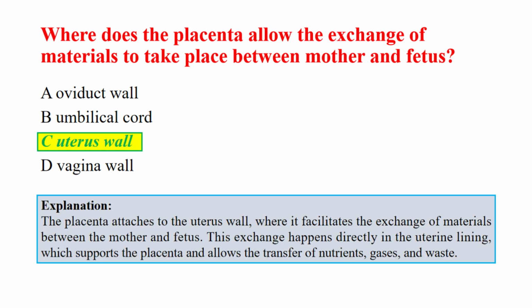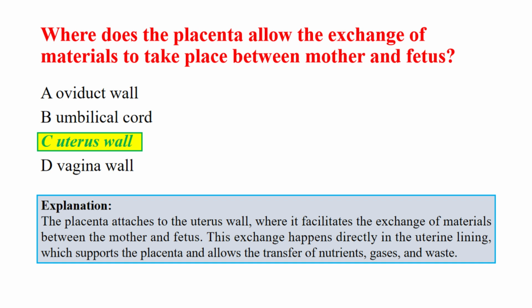This is because the placenta is a crucial organ that attaches to the wall of the uterus. This is where the exchange of essential materials like nutrients, gases, and waste takes place. The placenta's placement in the uterus wall allows maternal blood to flow around the placenta's villi, which are in direct contact with fetal blood vessels. This setup ensures that the fetus gets the nutrients and oxygen it needs while waste products are removed efficiently.